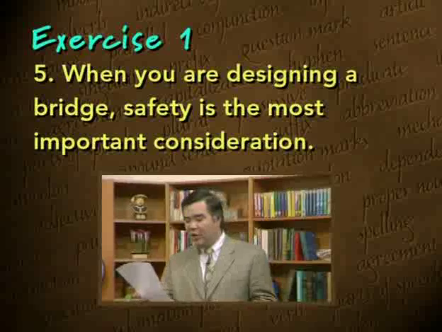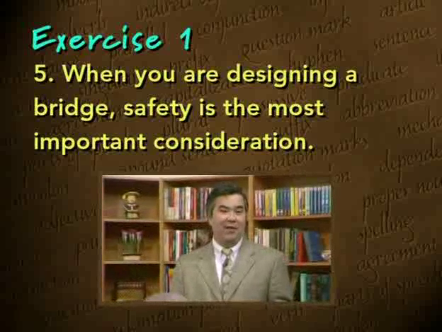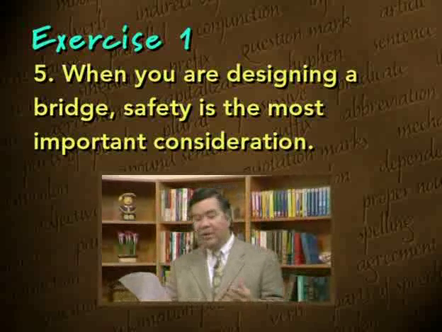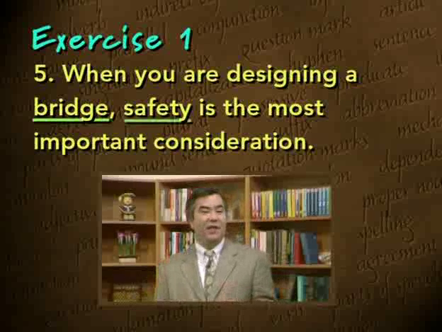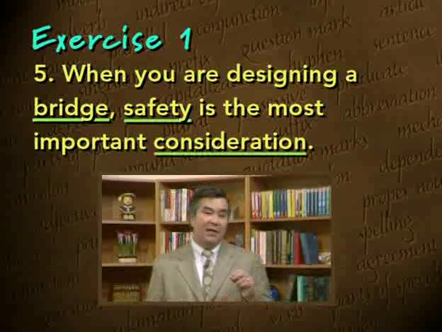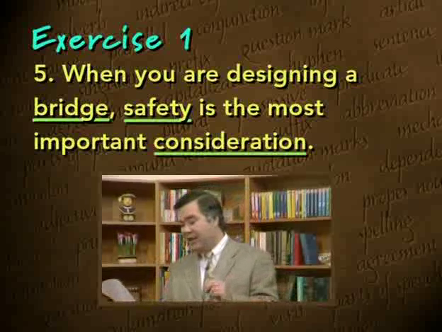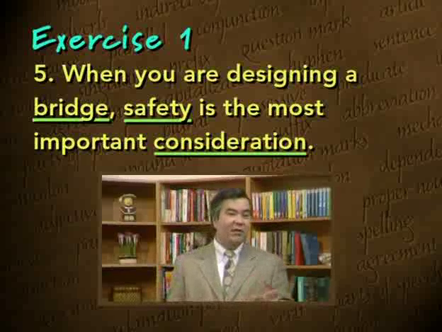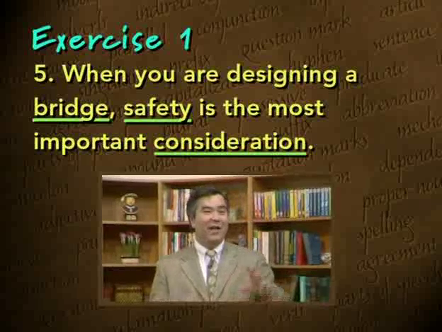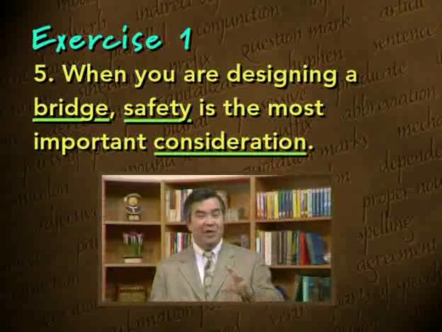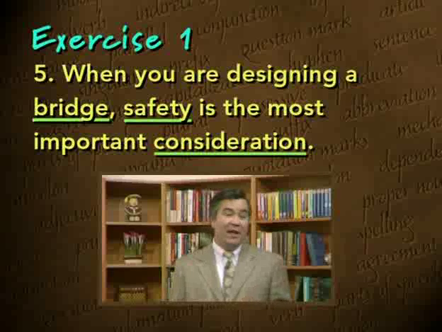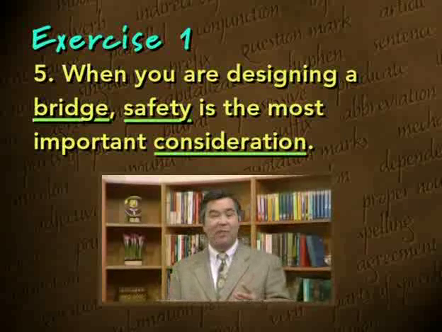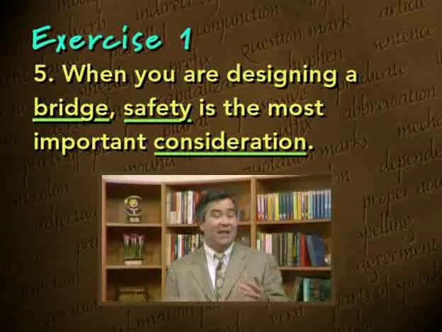When you are designing a bridge, safety is the most important consideration. What nouns did you notice in this sentence? There are three nouns: bridge, safety, and consideration. Notice that bridge describes a thing, while safety and consideration describe ideas. Nouns very often refer to concrete physical things, things that can be seen or perceived with the senses, but remember that nouns can also refer to ideas. And safety and consideration are both ideas. They're things that you can't see or lay your hands on.